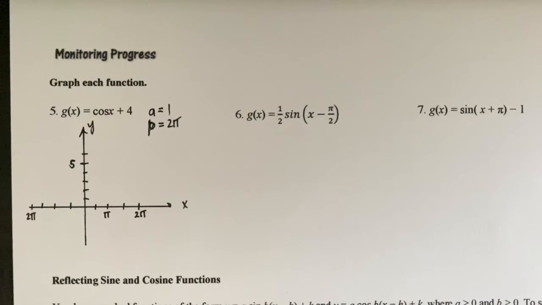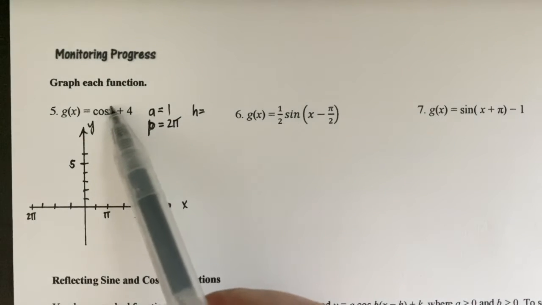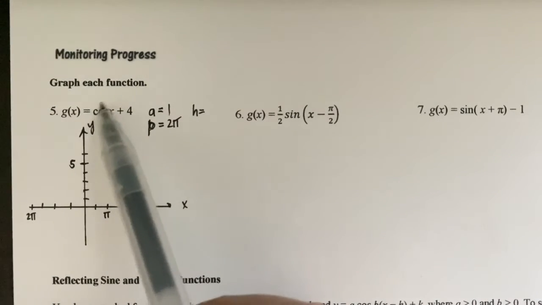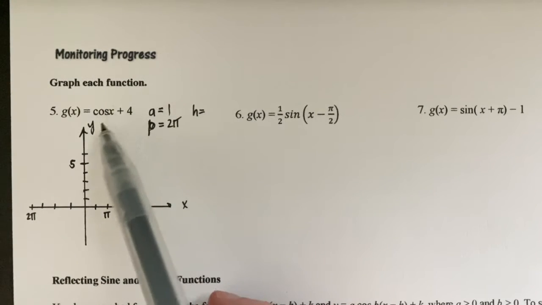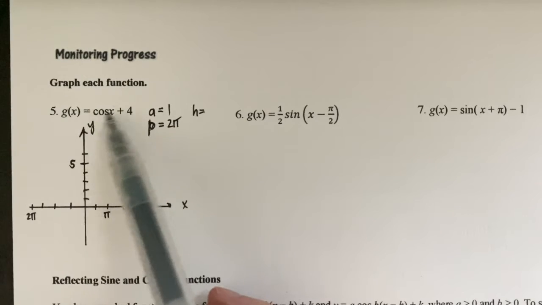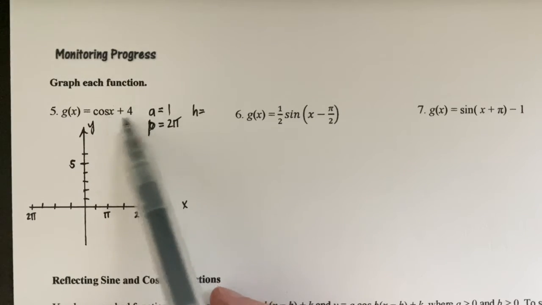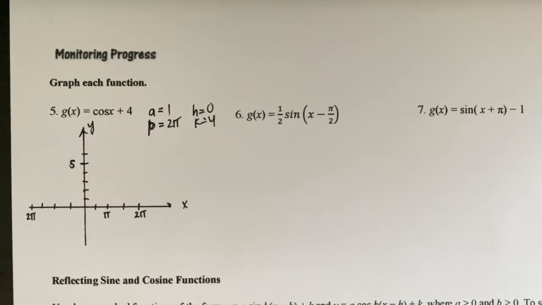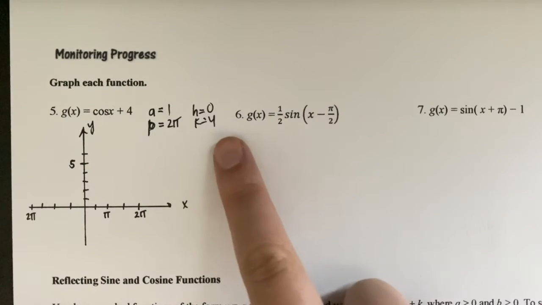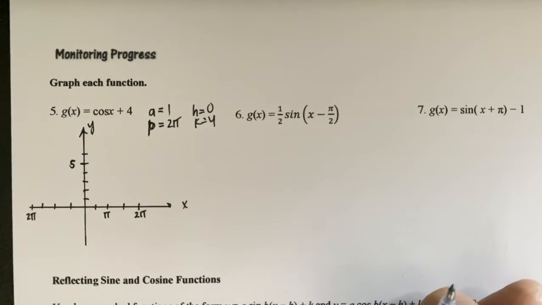And now let's find the horizontal and vertical shift. Here there is no horizontal shift because we only have a cosine of x. If this function were cosine parentheses x plus 4, then we would have a horizontal shift. But because it ends like cosine x, this plus 4 is our vertical translation. So our k is equal to 4. Once you identify the vertical shift, you want to draw the midline, and the midline occurs at k. So I'm going to draw a horizontal line going through 4.